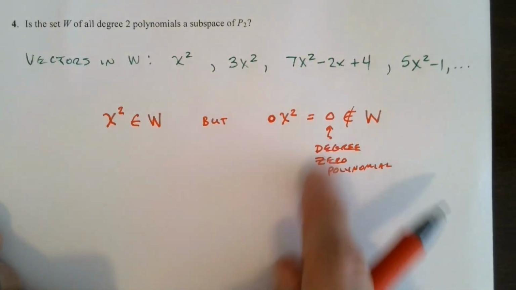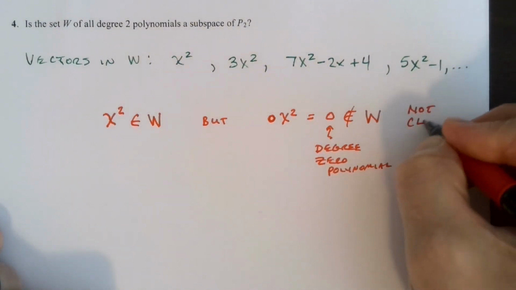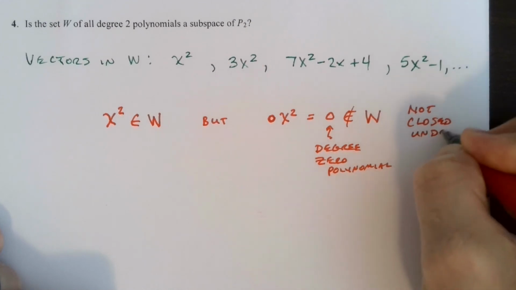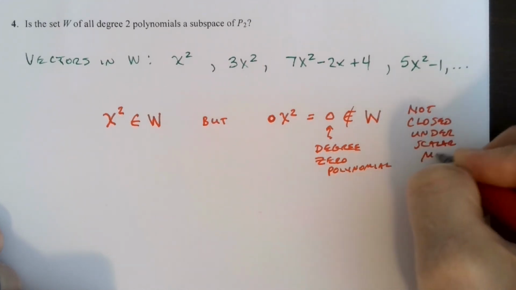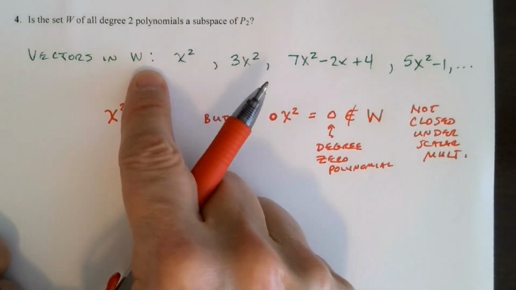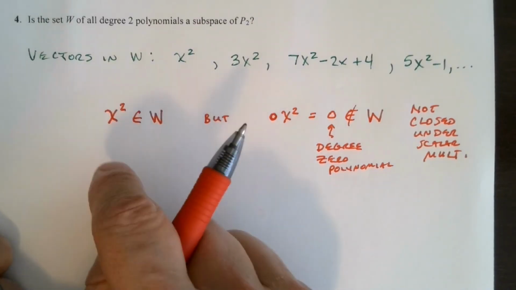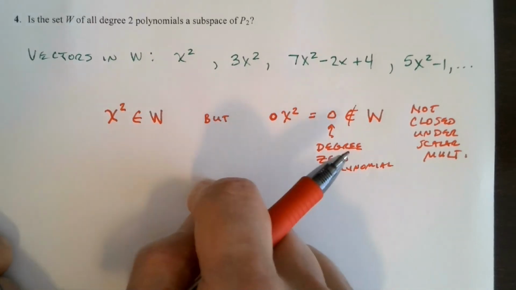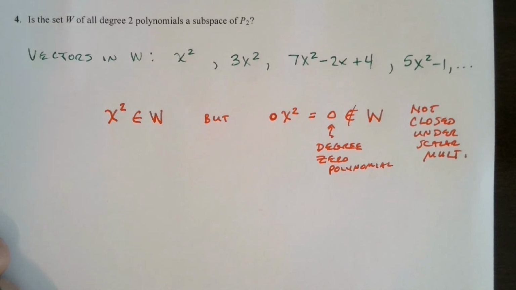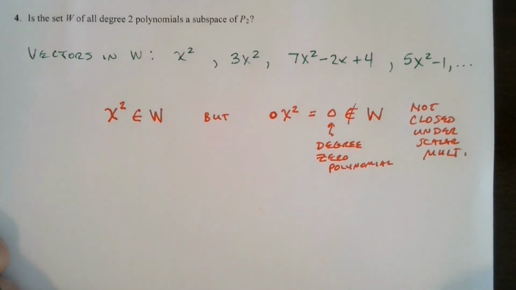But again, I can show closure. That's not closed, rather, right? Not closed under scalar multiplication. It's also not closed under addition because x squared is in the set W, but so is negative x squared, right? X squared and negative x squared are both in W, but if you add x squared and negative x squared, you get 0 again, and we would have a situation where we're not closed under addition. You do not have to show both that it's not closed under scalar multiplication and it's not closed under addition. You only need to show one, when you're showing it's not a subspace.